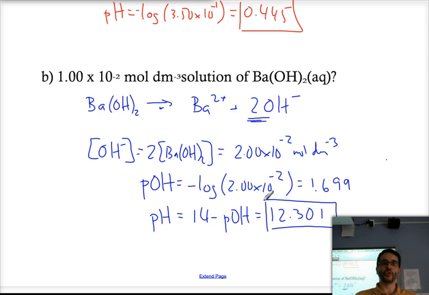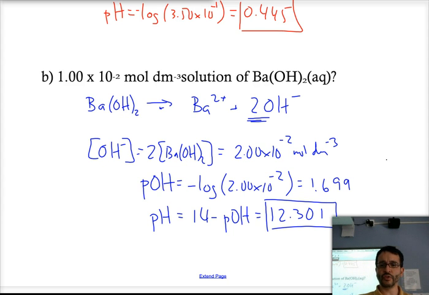Notice that for a base, if we have hydroxide, we cannot directly calculate pH. We need to first calculate pOH and then take that in order to calculate the pH. 14 minus pOH equals the pH. All right? Hopefully that was pretty straightforward.